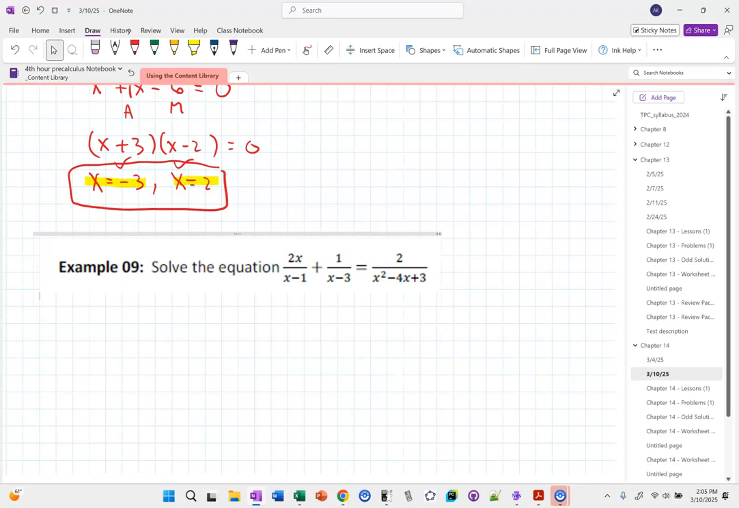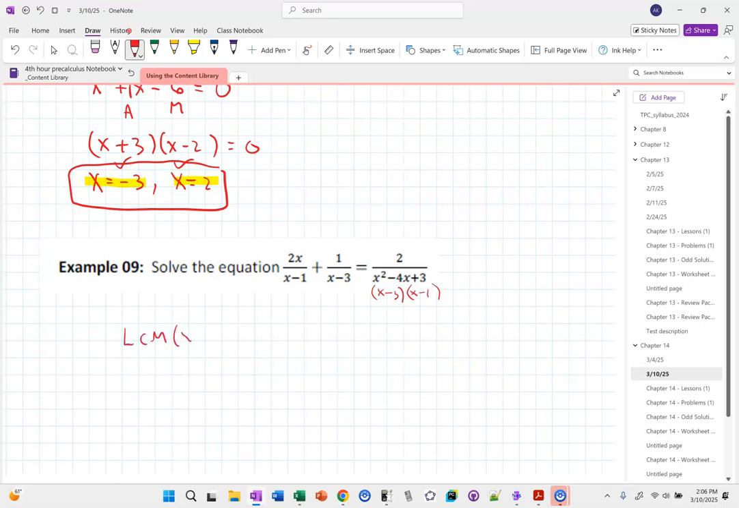form. So if I look at 2x over x minus 1, any factoring to do there? Nah. What if I look at 1 over x minus 3, any factoring to do there? Nah. How about 2 over x squared minus 4x plus 3, any factoring to do there? Yup. Is it in the numerator or denominator? Denominator. How does that denominator factor? Excellent. X minus 3, x minus 1.